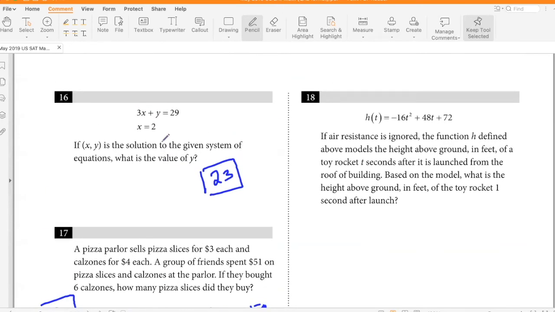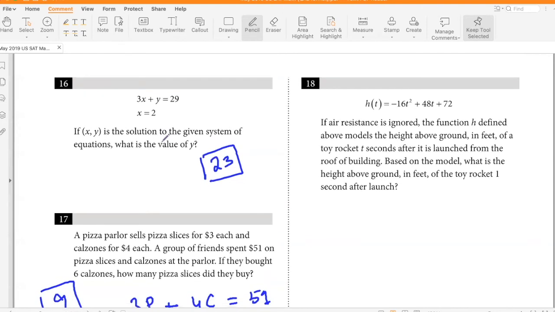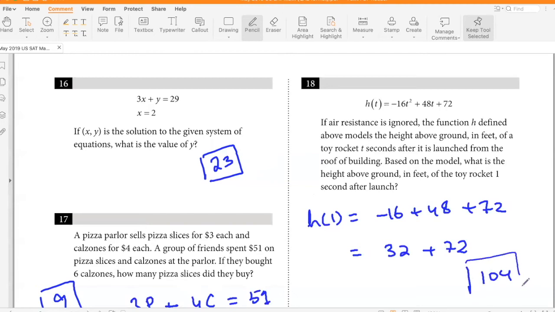If air resistance is ignored, the function h defined above models the height above ground in feet of a toy rocket t seconds after it is launched from the roof of a building. Based on the model, what is the height above ground of the toy rocket 1 second after launch? So we'll put t is equal to 1. So h of 1 will be minus 16 plus 48 plus 72. So that's 32 plus 72. So 104.